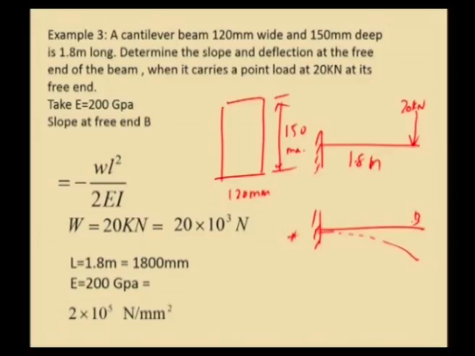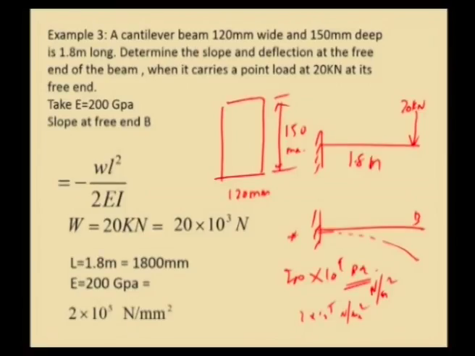So, GPa stands for gigapascal, or 10 power 9 Pa. So 200 into 10 power 9, and Pascal represents Newton per meter squared. When converted into Newton per mm squared, you will get 2 into 10 power 5 Newton per millimeter squared. So, W is given, span is given, Young's modulus is given, and I, the moment of inertia.